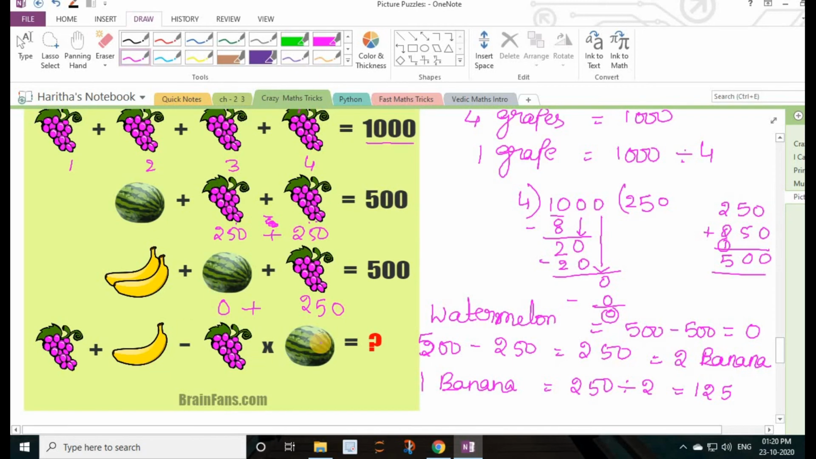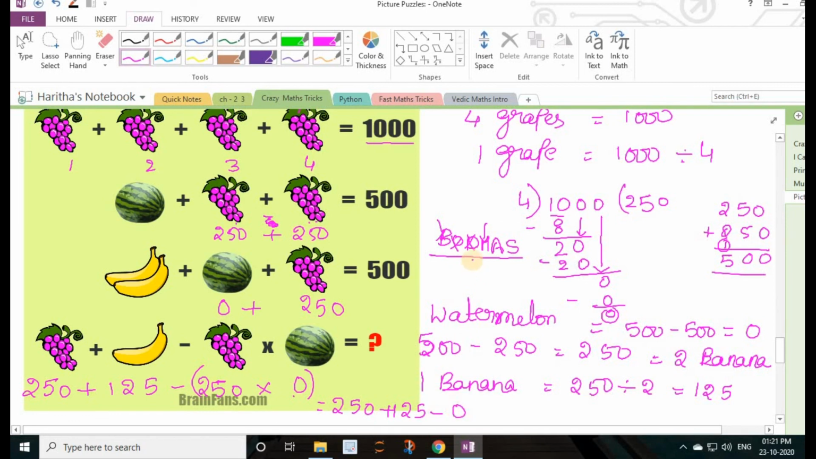Now we will find out. So we all know that the grapes value is 250, banana is 125, again minus 250 because grapes into watermelon is 0. So we already know that we have to follow the BODMAS rule for this. Yes or no? So brackets are not given here, of not given here, division symbol not there. Next what? Multiplication. So first I'll do multiplication. 250 into 0 is how much? Yes, any number multiplied by 0 will get 0. So 250 plus 125 minus 0.